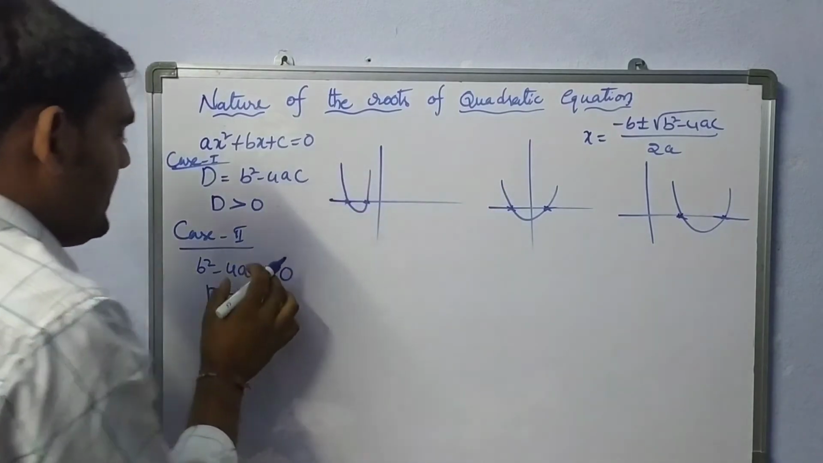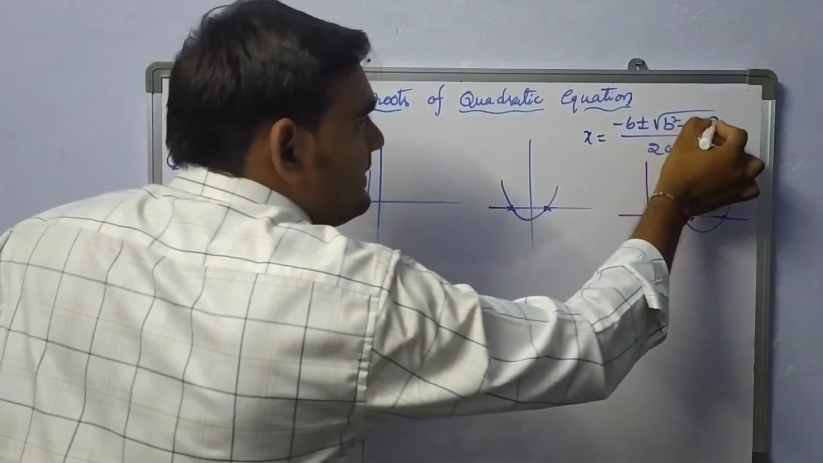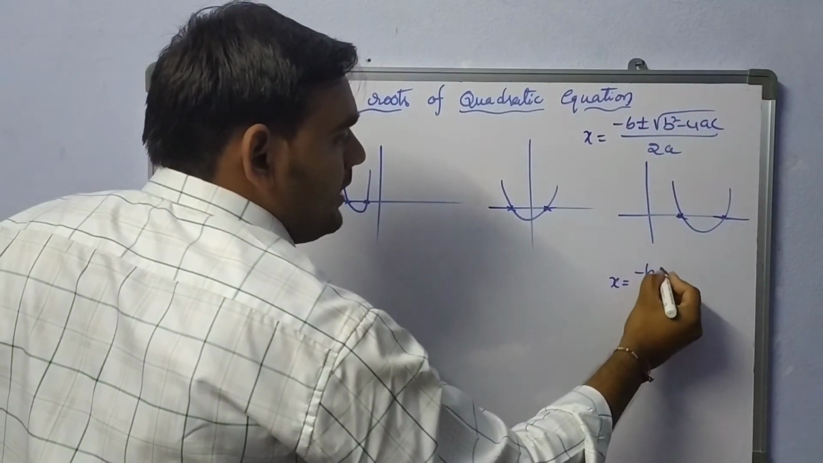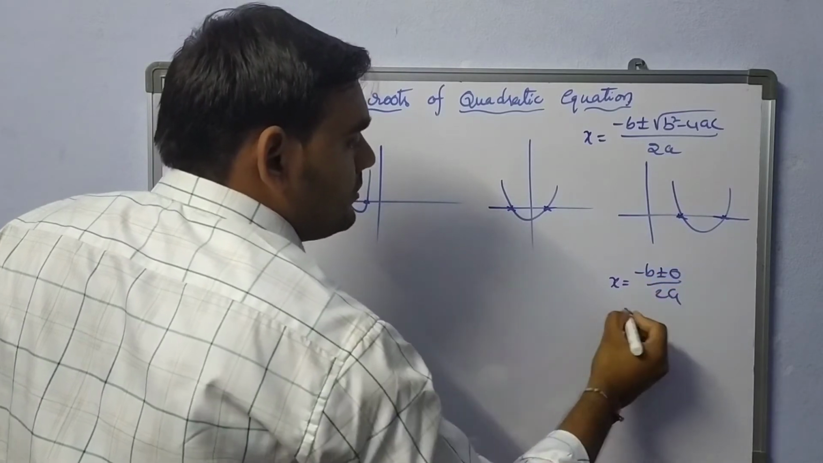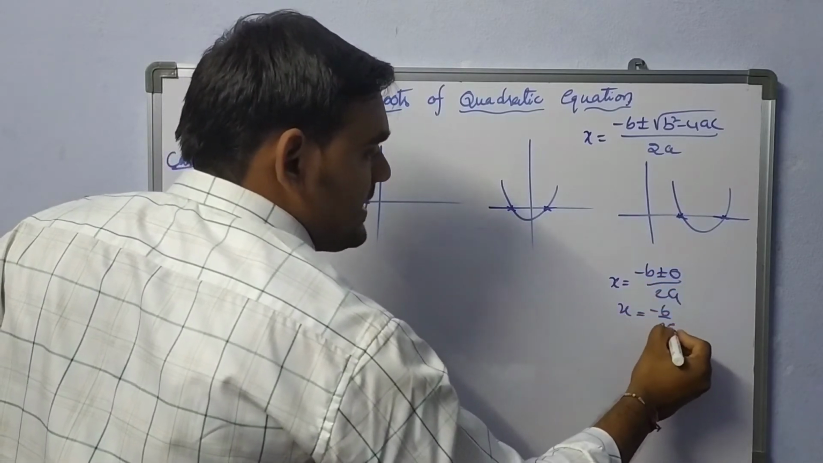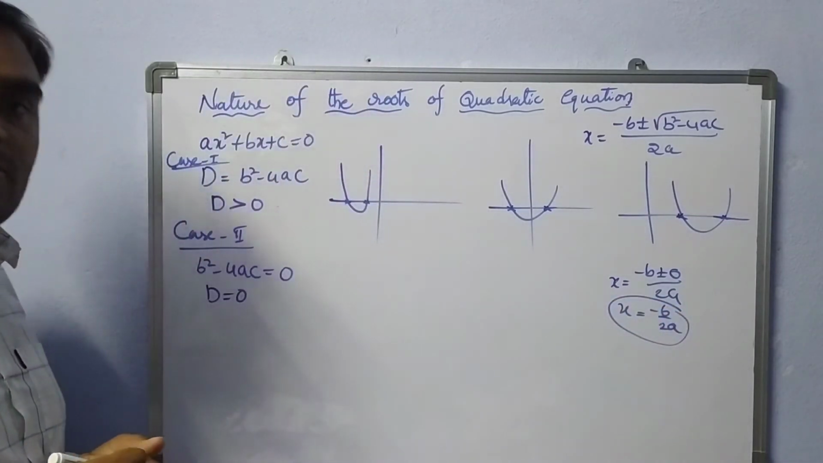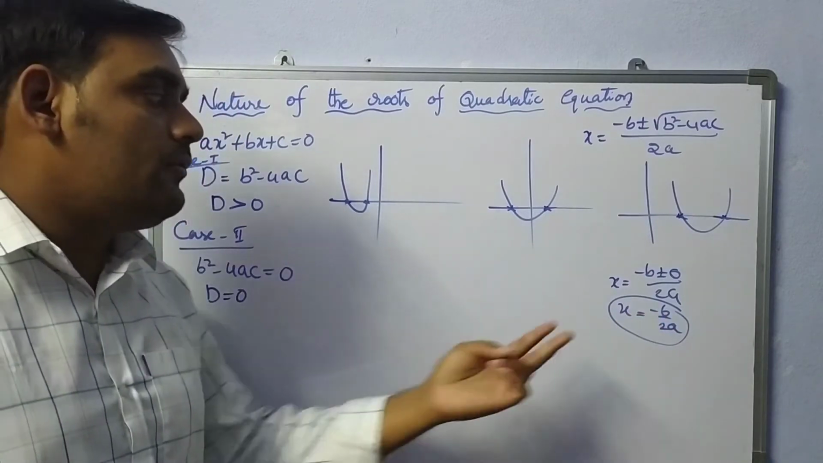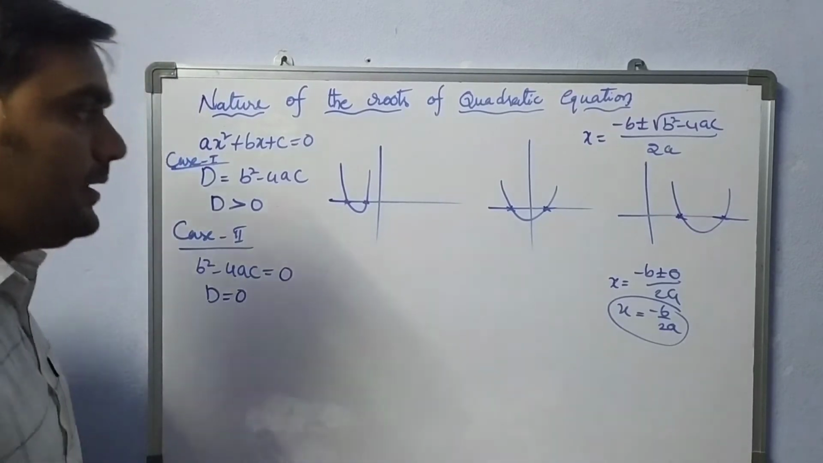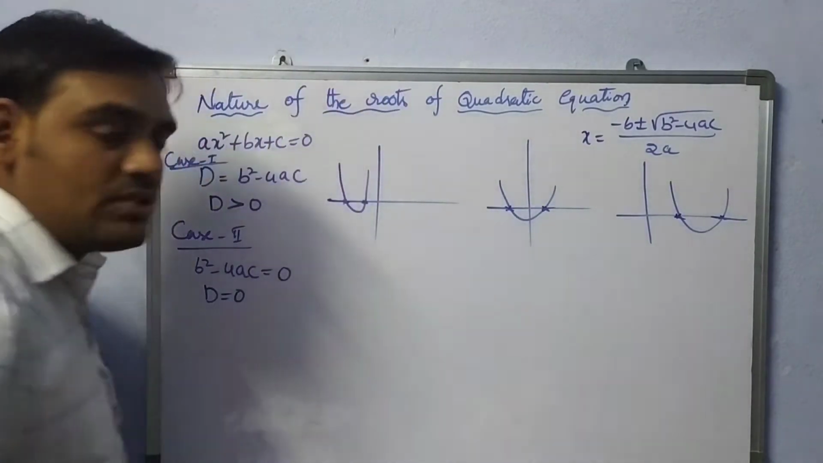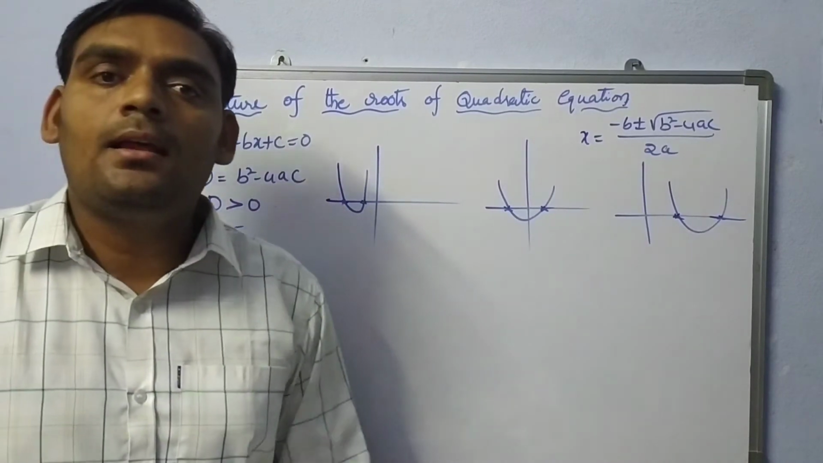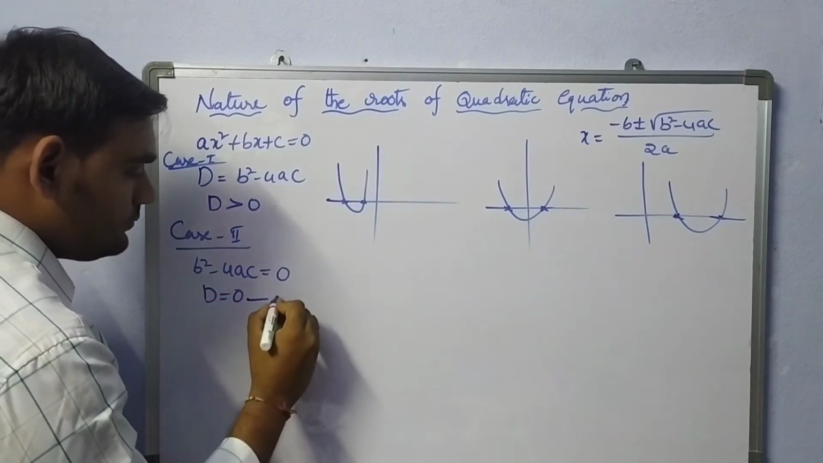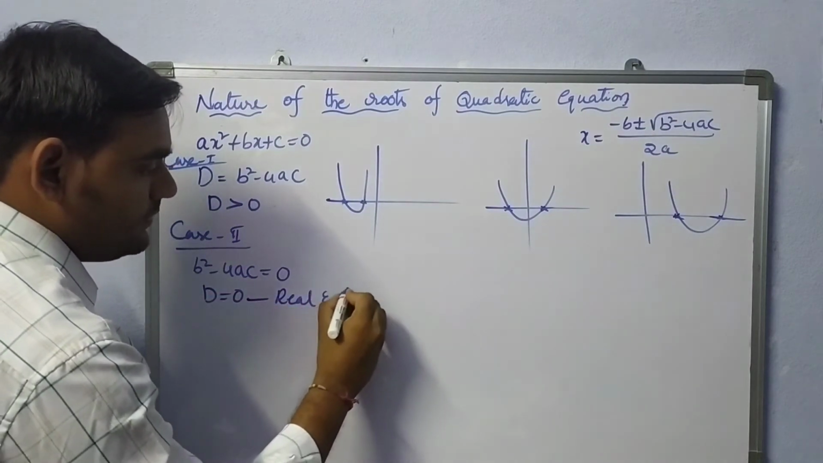If this discriminant b square minus 4ac is 0, this entire part will be 0. At that time, we will get x is equal to minus b plus or minus 0 by 2a. So we can write x is equal to minus b by 2a only. But every quadratic equation has two roots, so the other root is also minus b by 2a. When the discriminant is equal to 0, roots are real and equal.